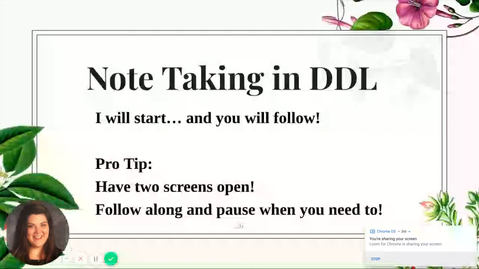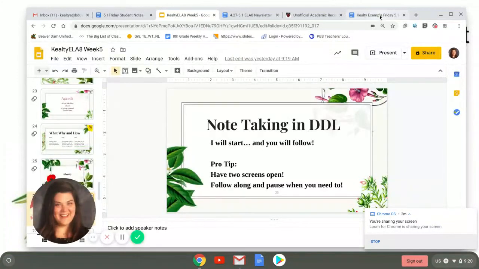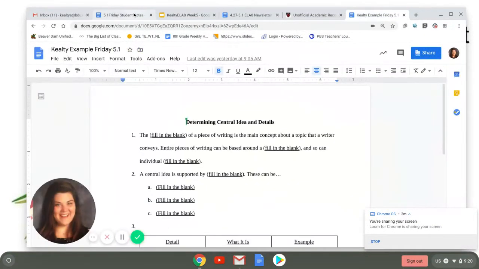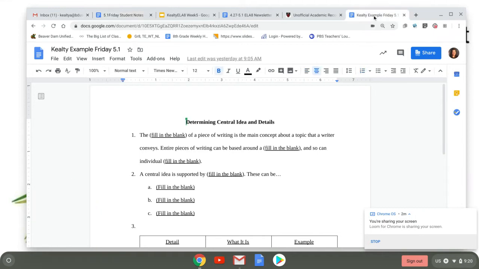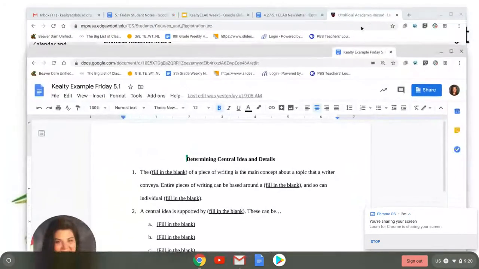So I'm going to get out of this page here, and I'm going to open up the document that you all have. Yours looks like this. It says 5.1 Friday student notes, and then it has your first and last name because a copy's been made for you. You probably won't see Mr. McCulley on your copy, right? But I have my own copy, which is exactly the same as yours, so that I can do this.